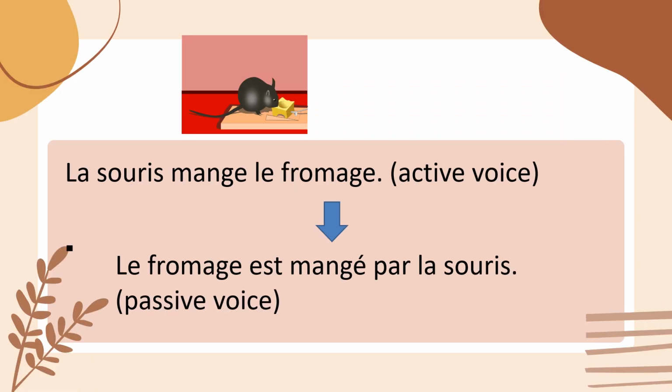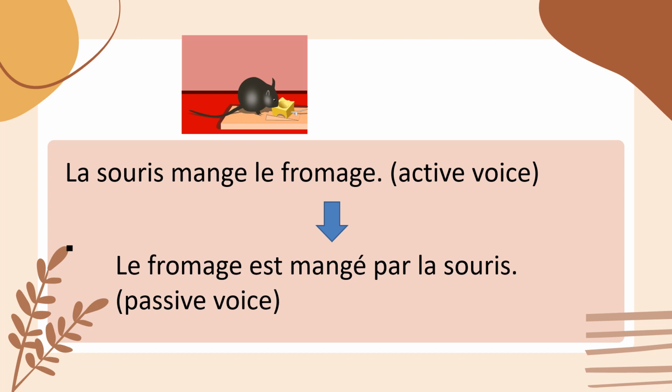Let's look at the structure of the passive. La souris mange le fromage. This is active. The mouse is eating the cheese. Now, let's put this into the passive. Where we had le fromage is going to be at the beginning of the sentence, and we're going to have le fromage est mangé par la souris.